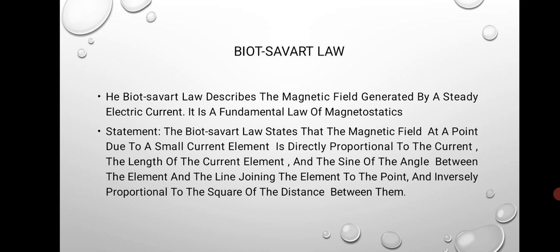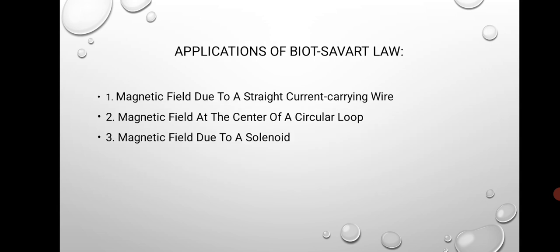The expression of Biot-Savart's law is B vector equals mu naught by 4 pi, integration of I dl vector cross r vector divided by r cubed. Here are some applications of Biot-Savart's law. First application is magnetic field due to a straight current carrying wire. Second application is magnetic field at the center of a circular loop. Third application is magnetic field due to a solenoid.